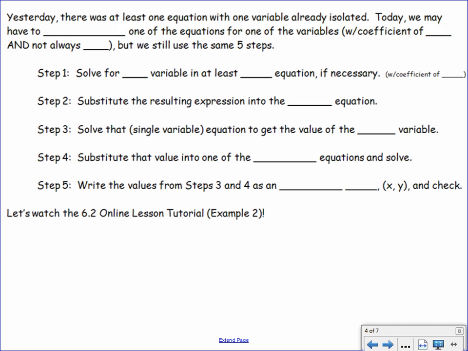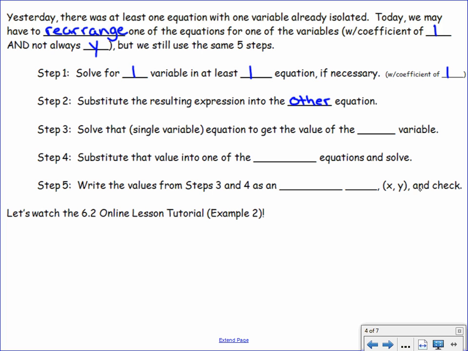Today, we may have to rearrange one of the equations for one of the variables with a coefficient of 1, and not always y. But we still use the same 5 steps. Step 1. Solve for one variable in at least one equation, if necessary, with a coefficient of 1. Step 2. Substitute the resulting expression into the other equation.